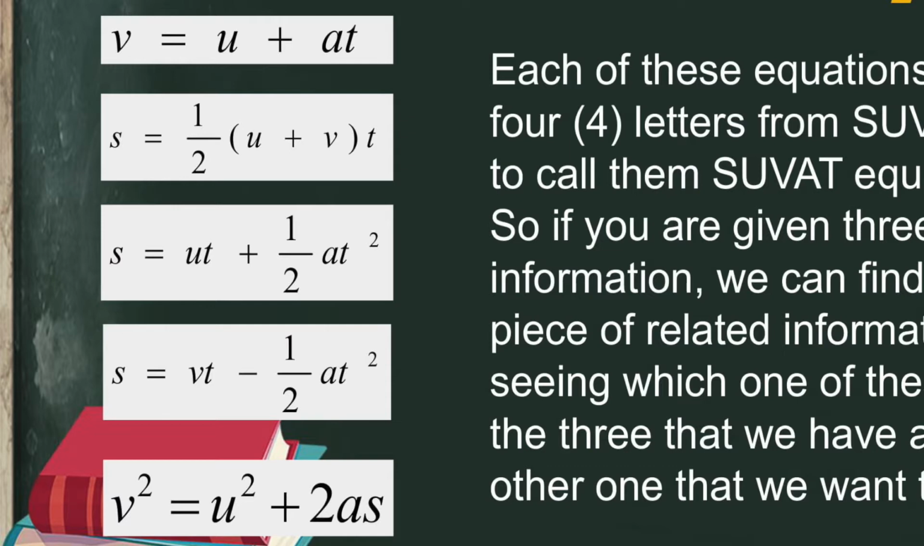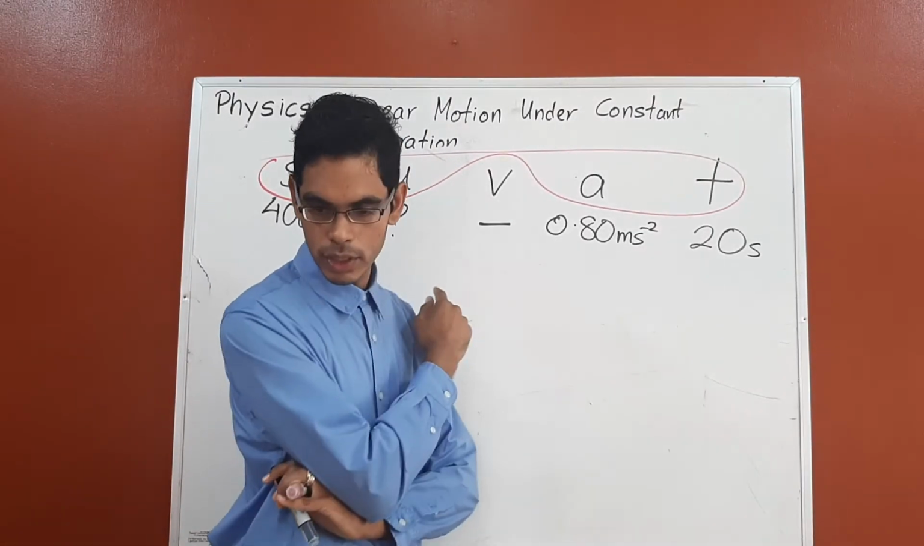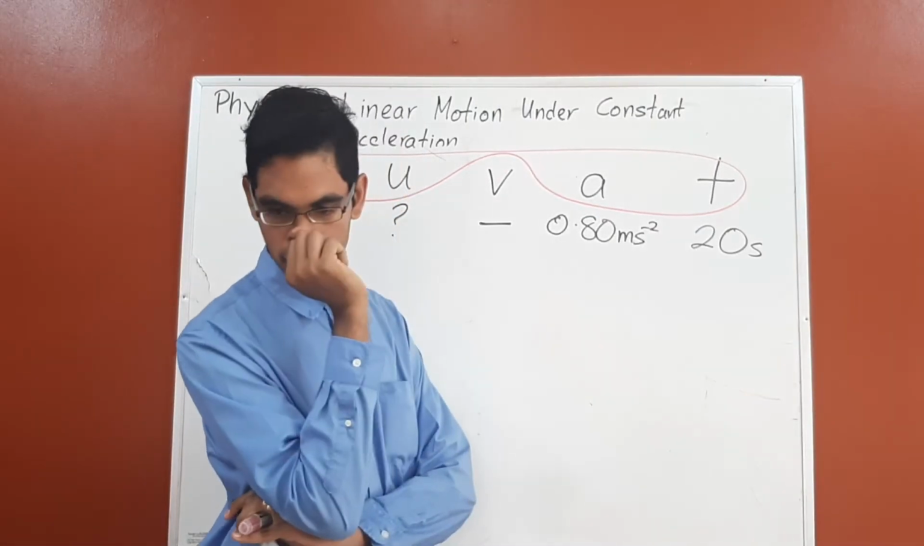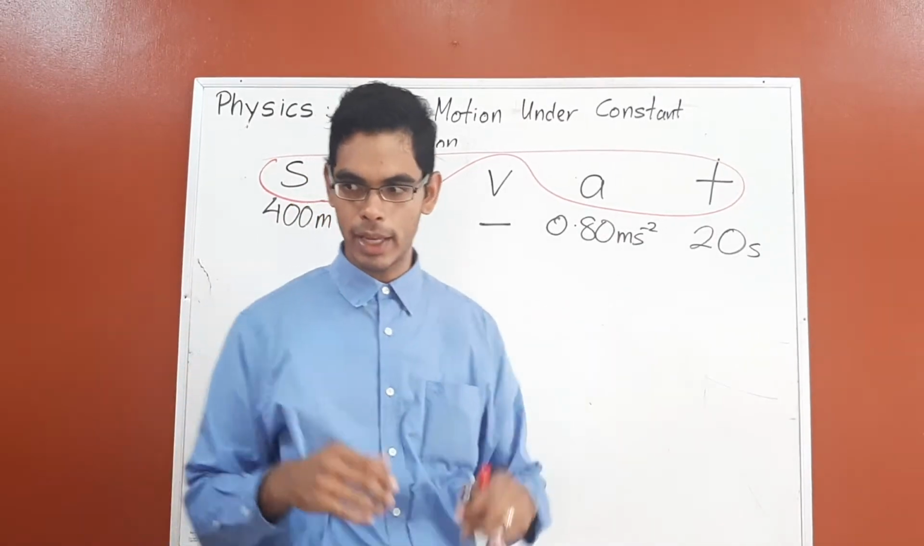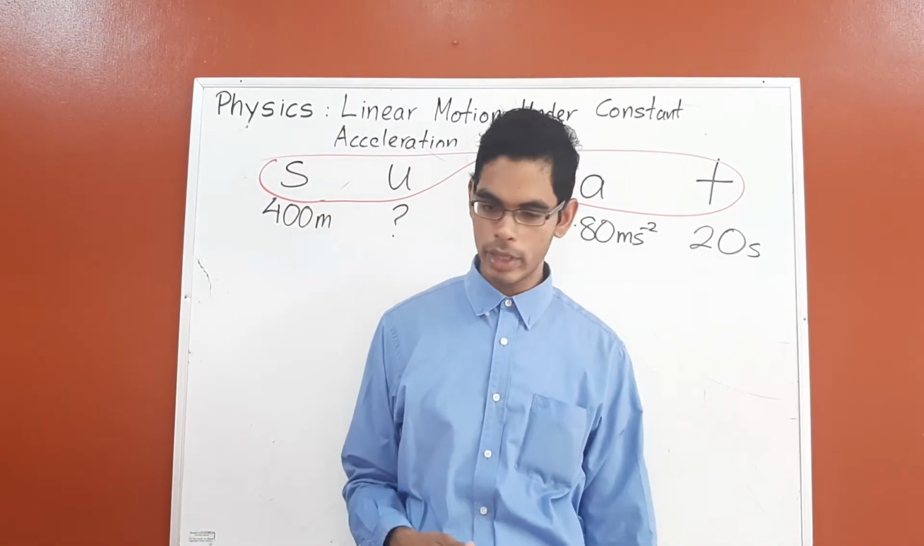Equation 3, S. We have to solve for U. U is there. T is there. And A. Feels good, but before you jump ahead, let's consider the others, shall we?